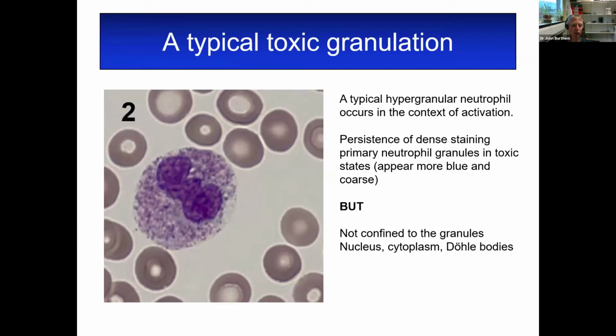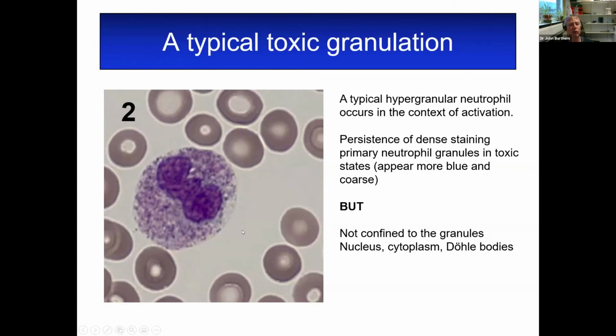So here's a neutrophil in someone who's been treated with G-CSF. In fact, there's a typical hypergranular neutrophil which occurs in that context. The hypergranulation is in fact a persistence of the dense staining primary neutrophil granules, which usually fade by the time a normal neutrophil gets to maturity. But in toxic states, these are retained. And there appear these particularly dark granules in amongst the normal, slightly paler, more red granules.